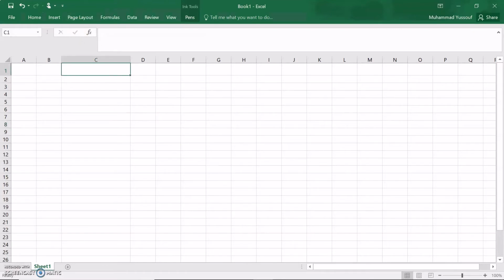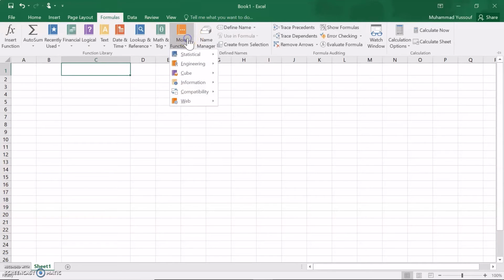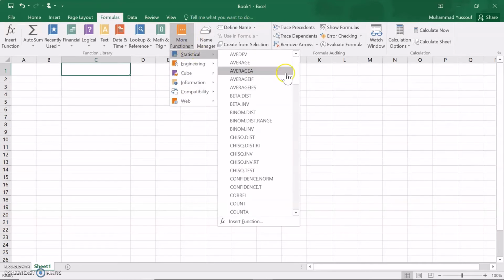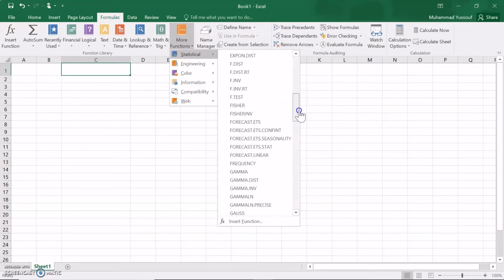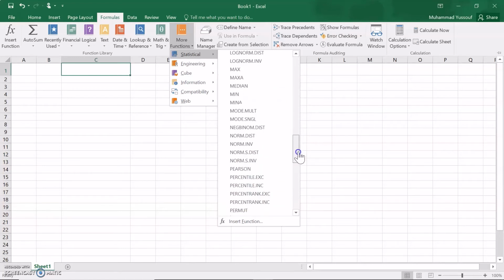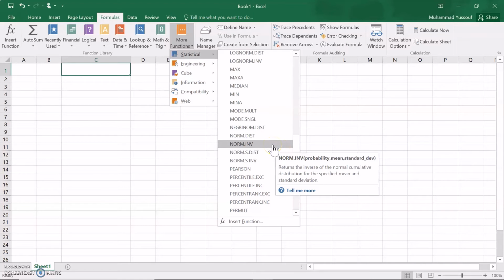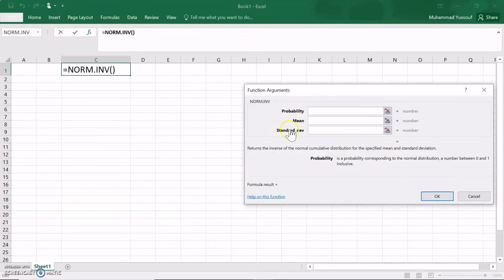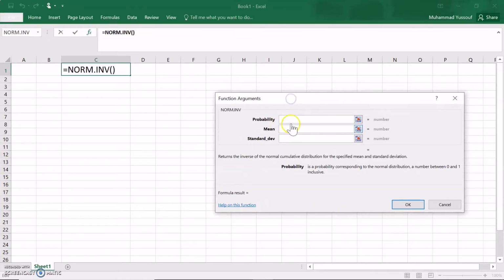What we are going to do is go to Formulas, More Functions, and Statistical functions, and here we are, NORM.INV. These are all written in alphabetical order. Select this one, and now you have to provide the probability. Probability means the area to the left of that z-score. So this is very important.